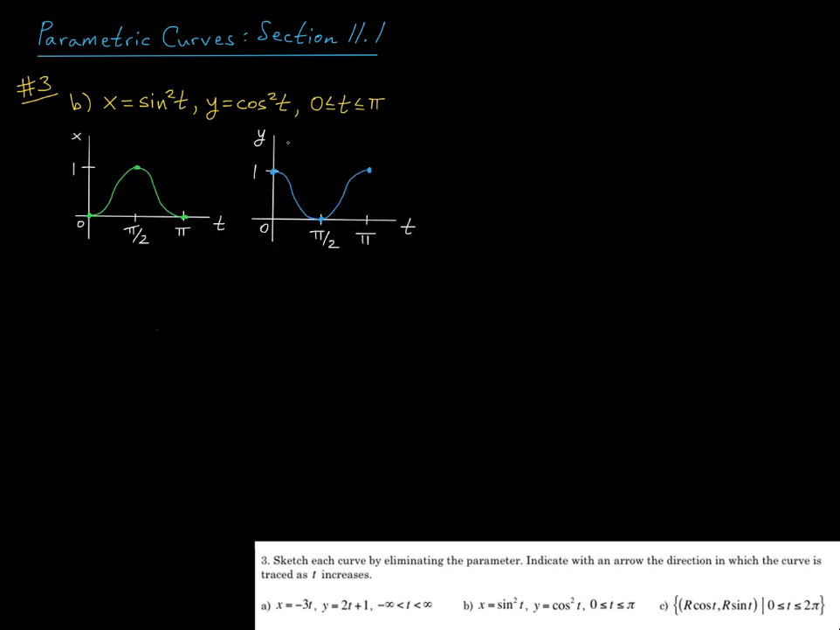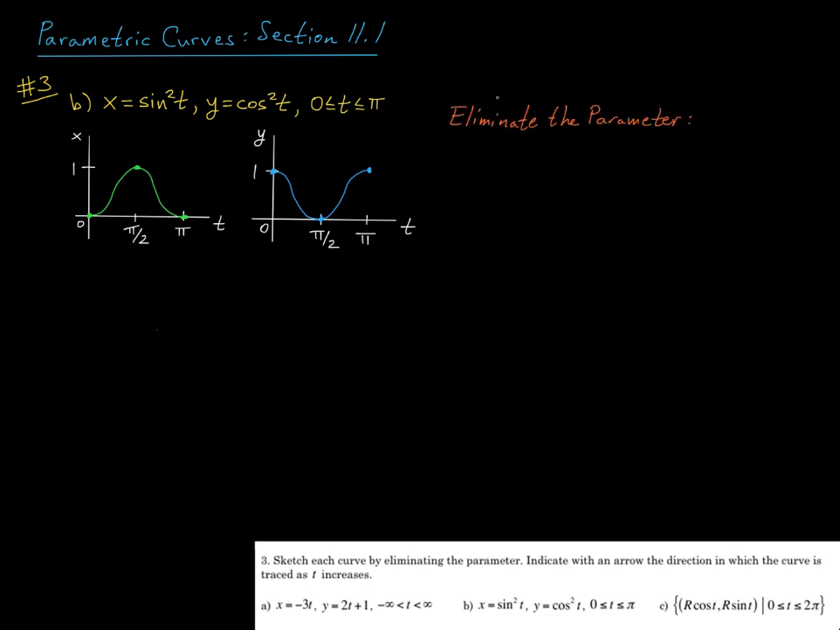All right, so just like in part A, I'll start by just sketching the graphs of x and y versus t individually. So since x is sine squared of t, it's going to start here at 0, then increase to a maximum value of 1 when t is pi over 2, and then it's going to decrease back to 0 when t is pi. For y, since it's cosine squared of t, it's going to start up here at 1, decrease to 0 when t is pi over 2, and then increase back up to 1 when t is pi.